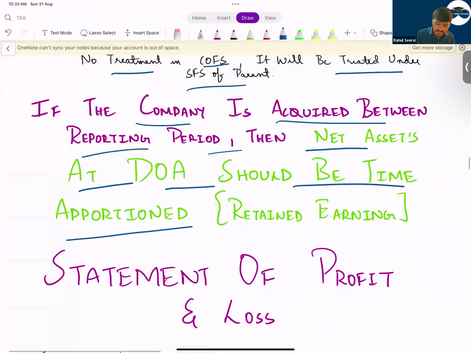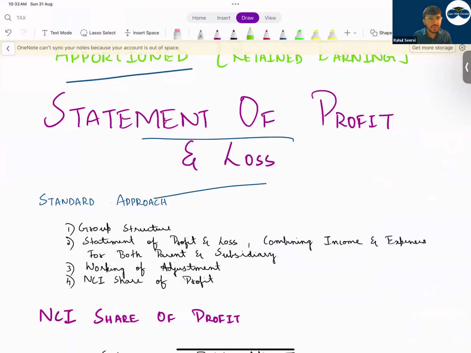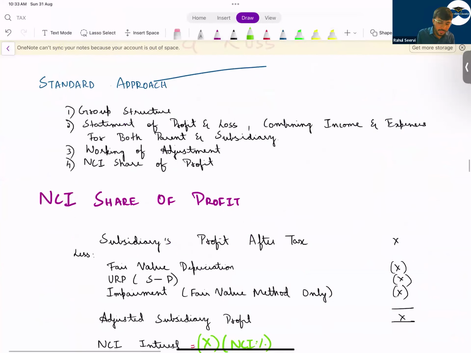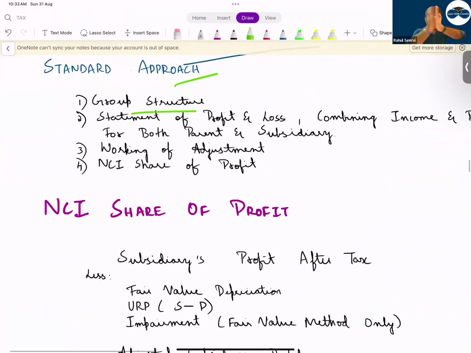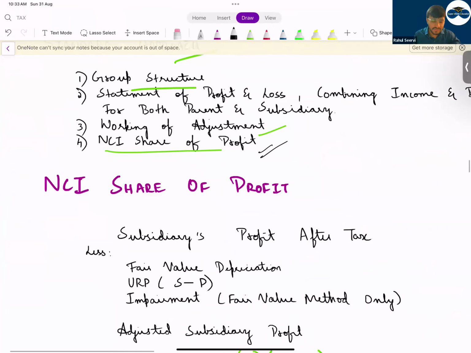Then, sir, now starting with the statement of profit and loss. How should we do the statement of profit and loss? What is the standard approach? Group structure: add everything, income, expenses, everything, no issues. Then do the adjustments, remove intra-group items, and show the NCI share of profit. Whenever you get a question, please do this. 3 to 4 marks will be there for this only, the NCI adjustment.